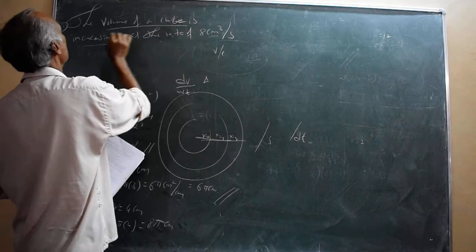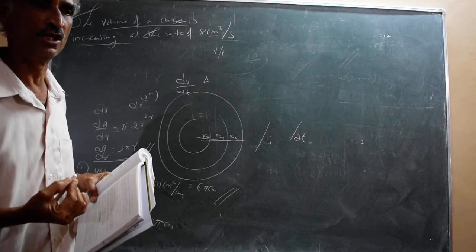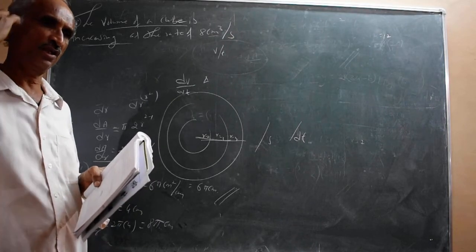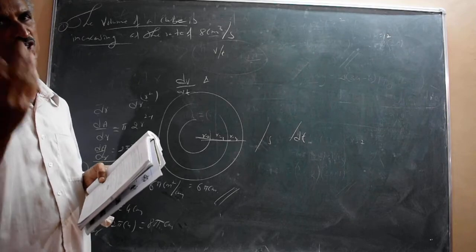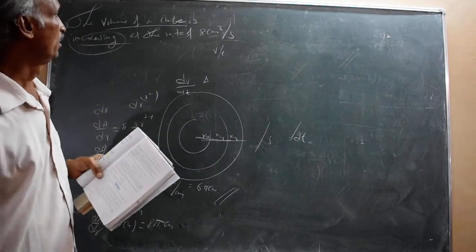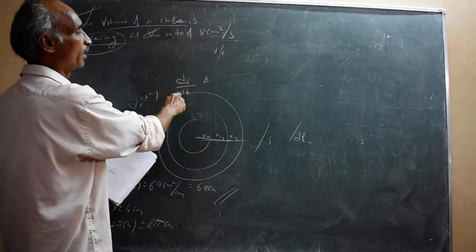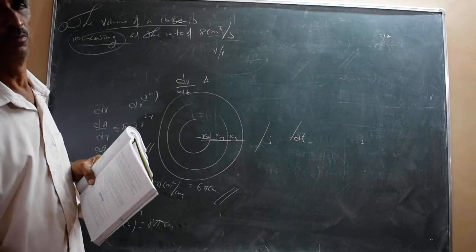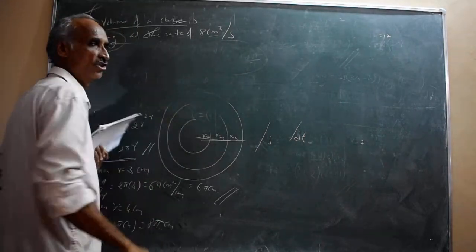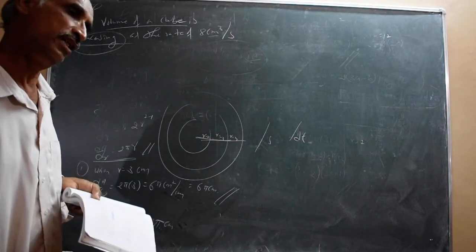Look at the word: the volume of the cube is increasing. Increasing means it is changing. Increase or decrease means it is a change. Either your percentage increases or decreases, there will be a change. Therefore, the word increase or decrease always represents a change. It is a change of volume with respect to time, the rate of change of volume. Simply V should not be taken. It is dV by dt.